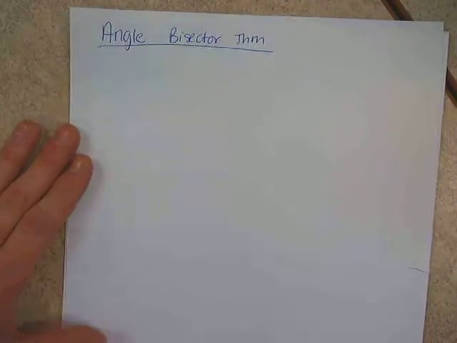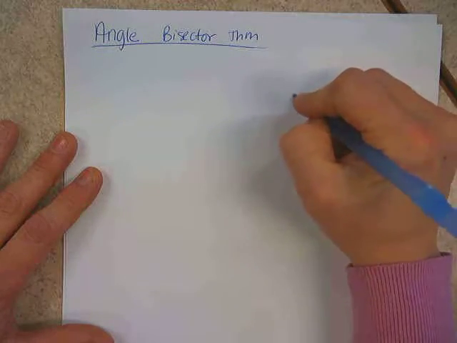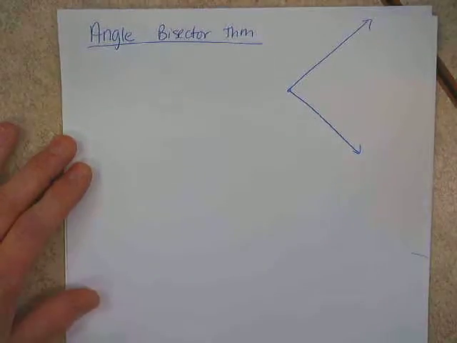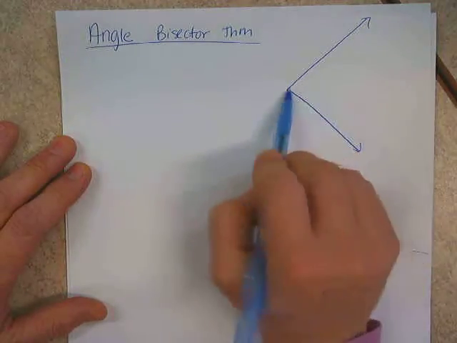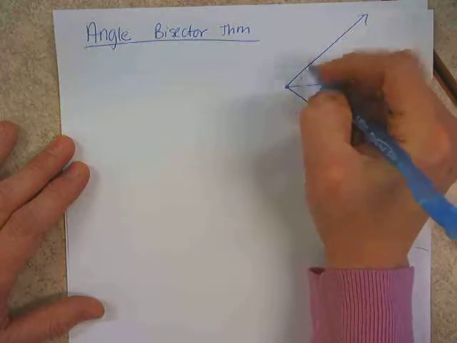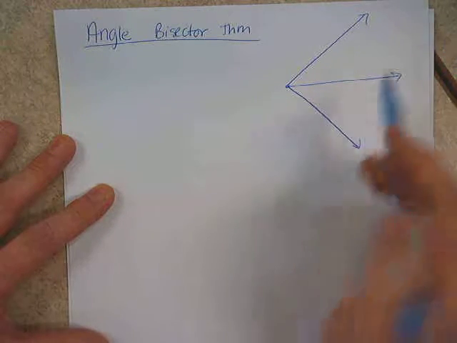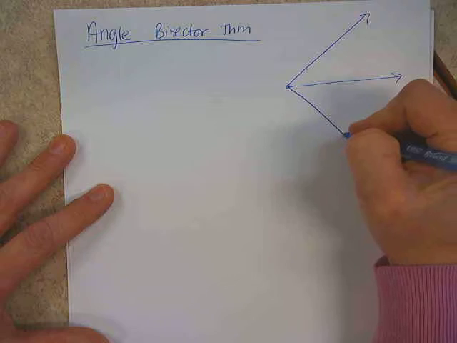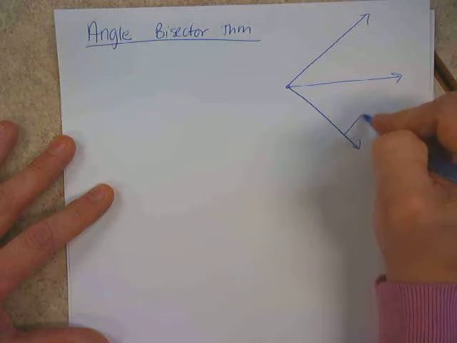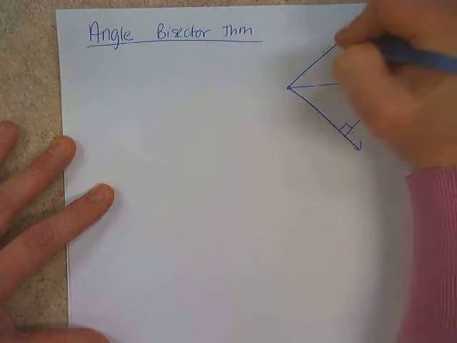We've got the angle bisector theorem. And with this one, I want you to draw an angle. Cut that angle in half, because that's what the bisector does. So that means, okay, we're going to make perpendiculars from the sides of the angle. Make right angles here and here.